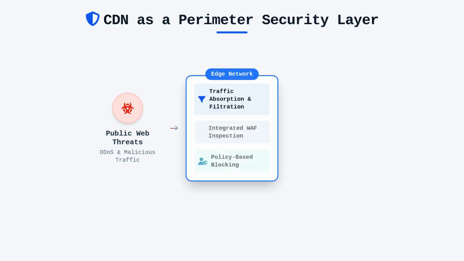When integrated with web application firewalls, the CDN can inspect incoming requests against security policies, blocking suspicious patterns or unauthorized requests at the point of entry. This layer of security is essential for protecting your web-facing assets while maintaining the high availability that modern applications demand.